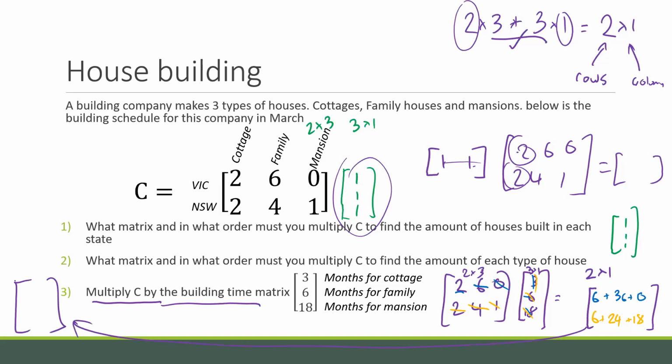6 plus 36 is going to be 42. And then 30 plus 18 is going to be 48. So that's the time, the months in Vic and the months in New South Wales. So that could be a useful thing if you were trying to build this and be like, okay, we need to send more workers to New South Wales because they're going to have more hours of work. And that might be why you do something like this.